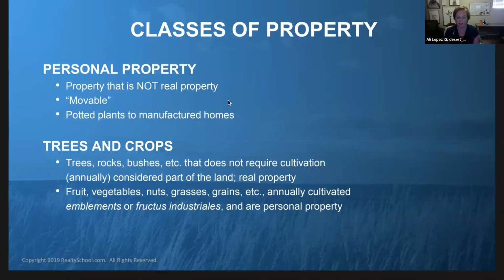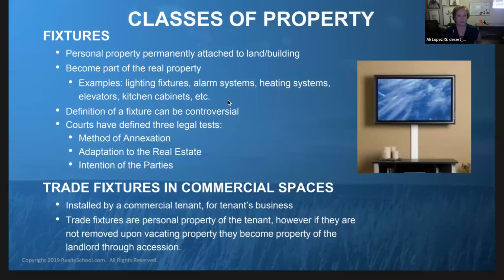A fixture is a different example. So a fixture is personal property that's been permanently attached to land or a building. They do become part of the real property. Lighting fixtures, alarm systems, heating systems, elevators, kitchen cabinets, pool equipment. A definition of a fixture can be controversial. In Las Vegas, 100%. They are always controversial.